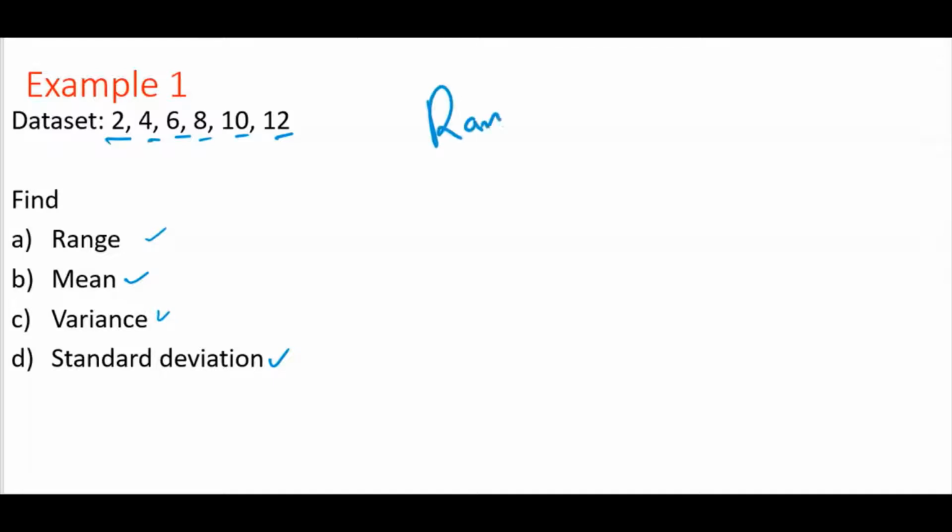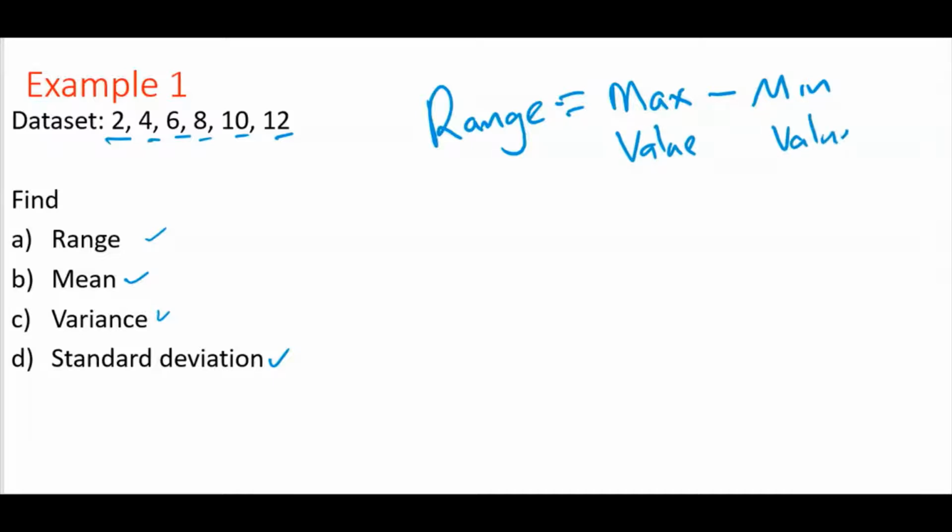Range, by definition, is equal to the maximum value in the dataset minus the minimum value in the dataset. So if you have to find the range of any dataset, you find the maximum value and the minimum value, and you take the difference of the two, which will give you the range of that dataset.